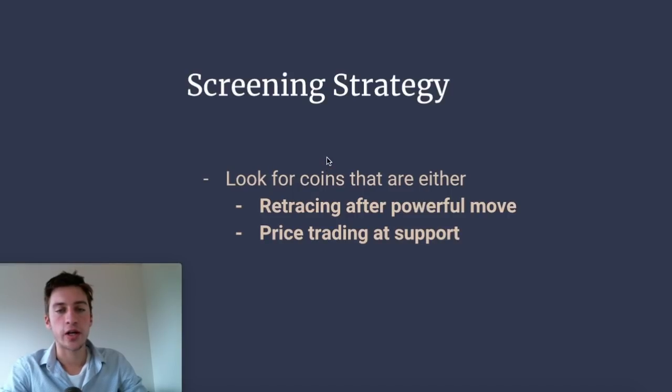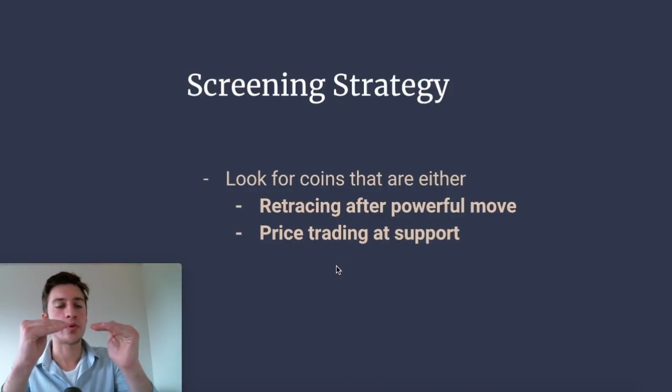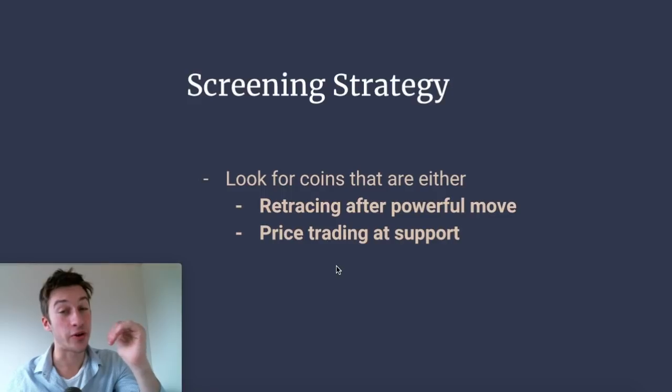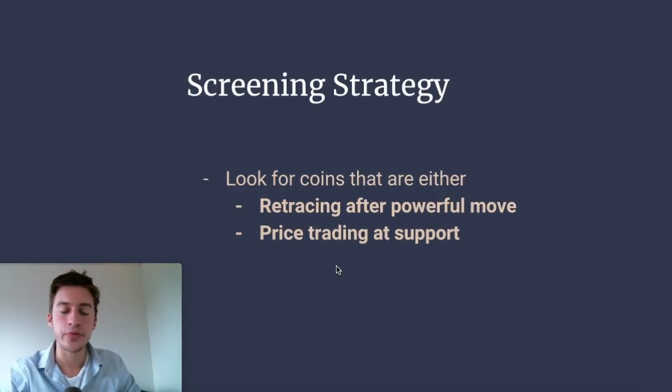So the first thing that I'm going to talk about is the screening strategy. There are two metrics that I like to look for when I'm looking through lots of charts of various assets. One, a coin that just retraced after a powerful move upward. What that means is when we have a consolidation period and then price just breaks out very quickly and then begins to come down very slowly, typically that's a very bullish pattern and price likes to continue going upward the majority of the time.